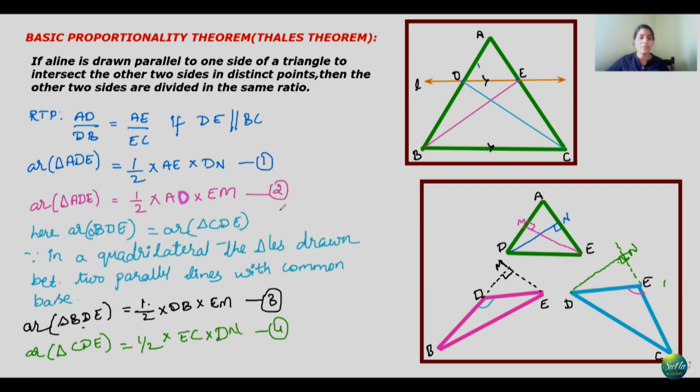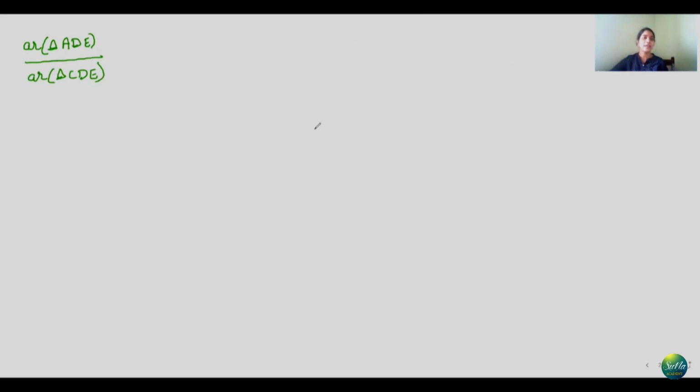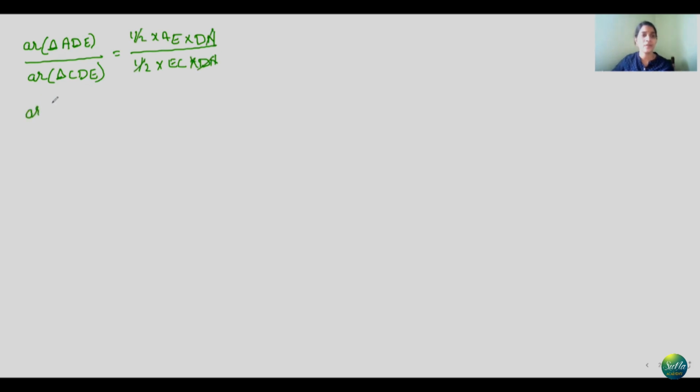You can observe that in the first equation and the fourth equation, we have the common height DN. So I will divide the area of triangle ADE by the area of triangle CDE. Then I can divide the area of triangle ADE by the area of triangle BDE, because these two have common heights. Why I'm choosing only these particular equations is because if you divide them, you will definitely get AD by DB. So we choose equations 1 and 4, then equations 2 and 3. We divide the areas of triangles ADE and CDE. The ADE triangle area is half into AE into DN, divided by half into EC into DN. Here we can cancel out the common heights and the half. So finally we get area of triangle ADE by area of triangle CDE is equal to AE by EC.